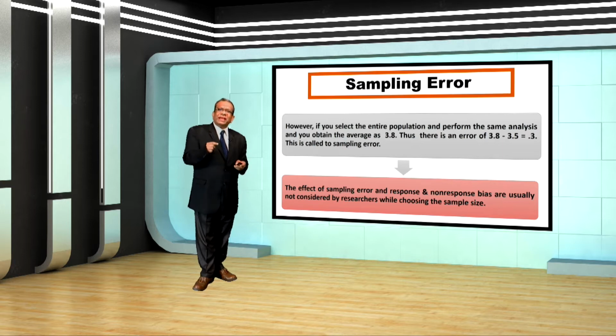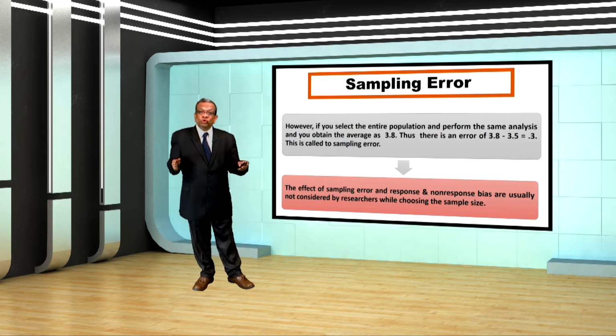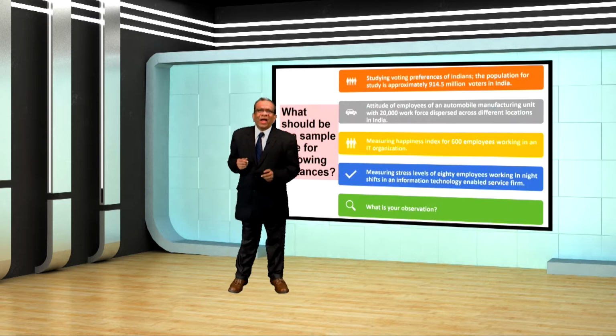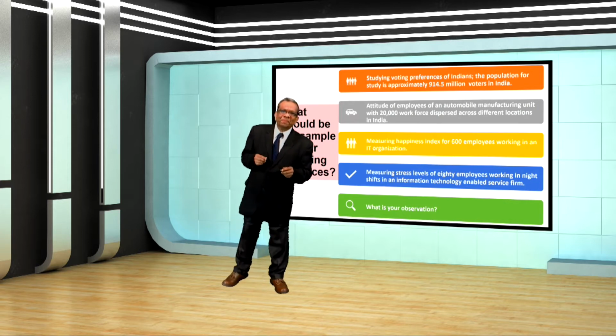The effect of sampling error and response and non-response bias are usually not considered by researchers while choosing the sample size. Now, what should be the sample size for the following instances? I want you to just go through them.